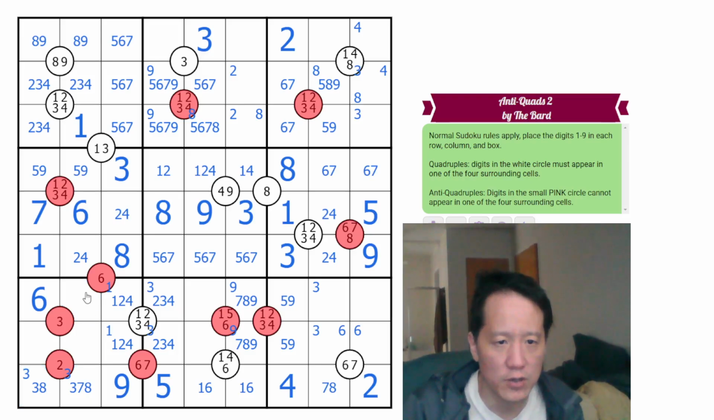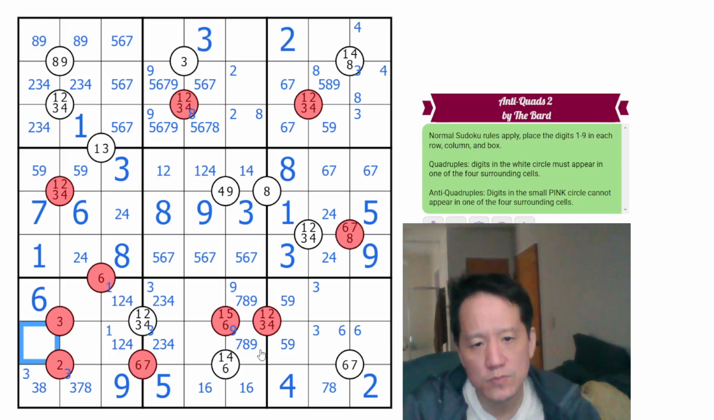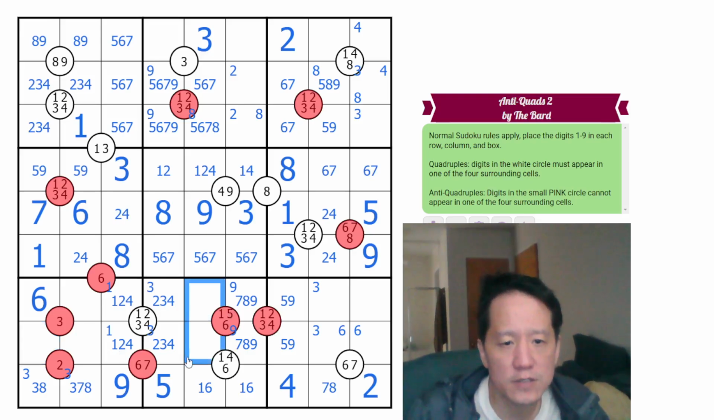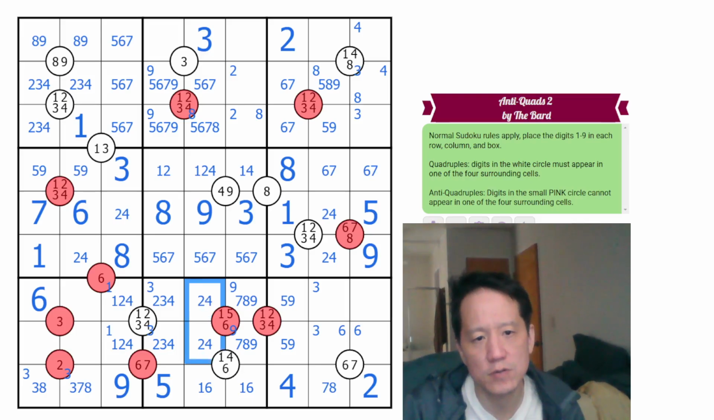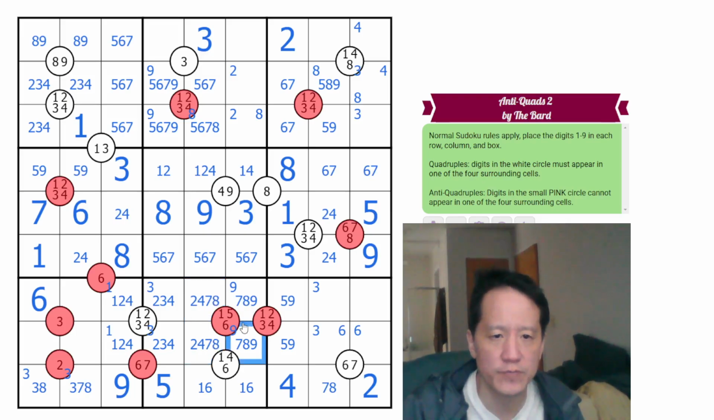That's fine. This is 3, 7, or 8. 2 could be here. That doesn't help us much, unfortunately. 1, 5, and 6 are here. So 1 of 2 or 4 is here. And 1 of 7 or 8 is here. We're not sure which, though.